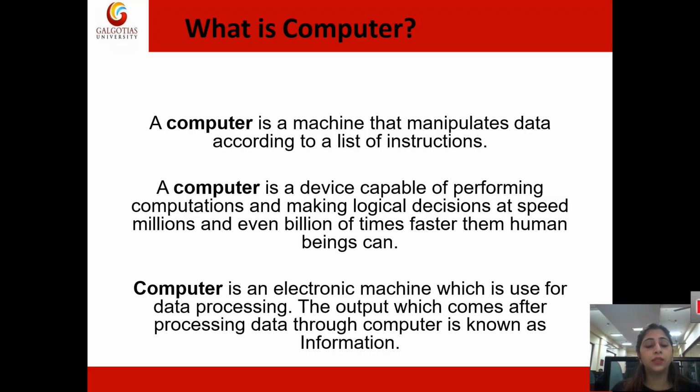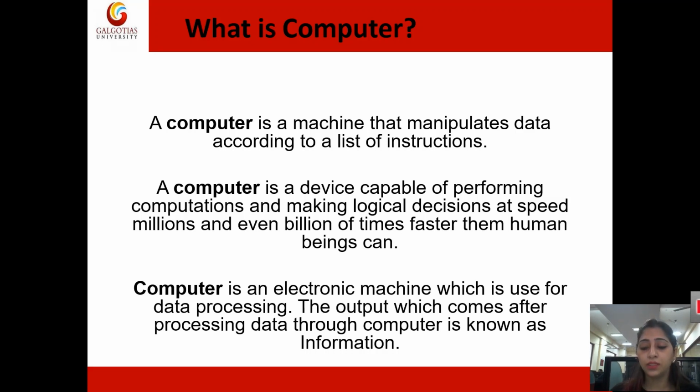Okay, so the third definition says that a computer is an electronic machine which is used for data processing. The data is manipulated and processed, and the output which comes after the processing of data is known as information. The raw data that is provided as input to the system is being processed and manipulated. It is worked on by the processor, and then the result that comes out through an output device is known as the output, and the output is the information that we get from the computer.